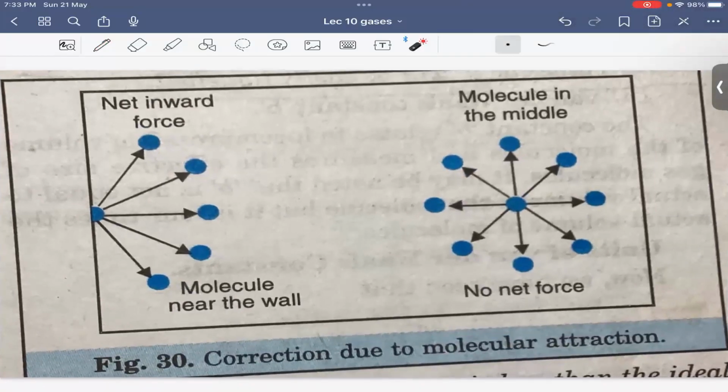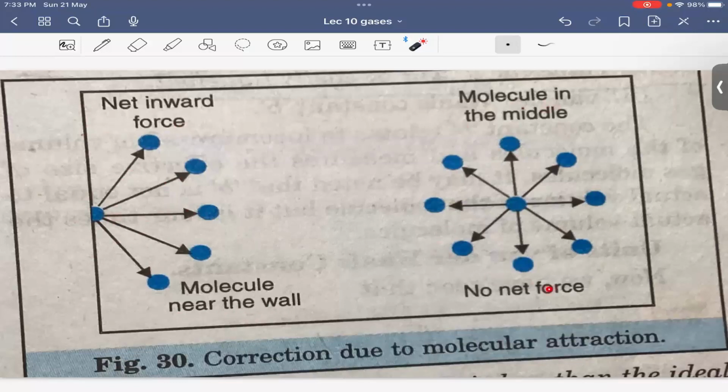So consider this system. Here we have a molecule on the right-hand side, present in the bulk of the system, where the forces of attraction or repulsion acting on it in all directions are uniform. Whereas a molecule at the surface, at the interface, has different forces acting on it, right? This is a molecule near the wall, hence it has a net inward force, right?